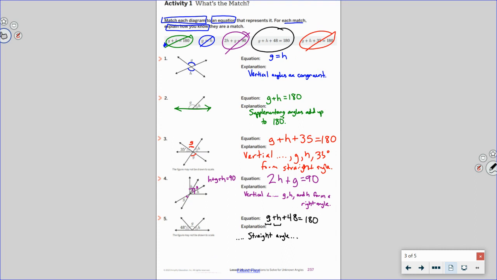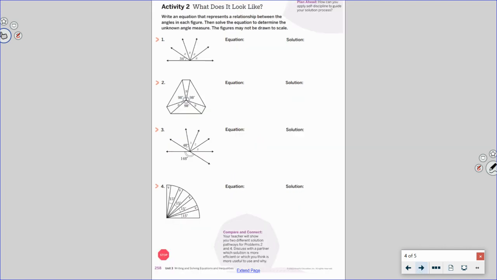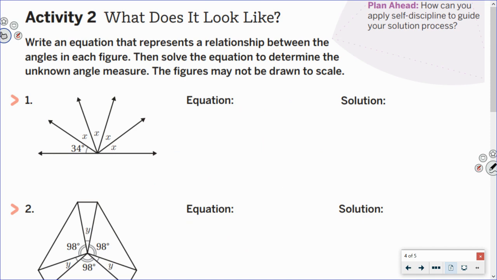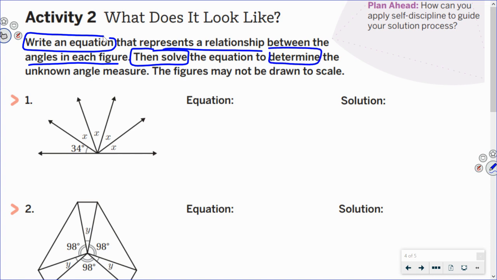So pause the video, rewind if you need. Otherwise, on to activity 2, where we're going to continue this with even more challenging equations. We're going to use our equation skills, write an equation that represents a relationship between the angles in each figure. Then we're going to solve in order to determine that unknown angle measure. Now, note they may not be drawn to scale, so if one ends up being 72 degrees, but it looks smaller or larger than 70, that's okay. They understand that. They just don't want to give too much away.